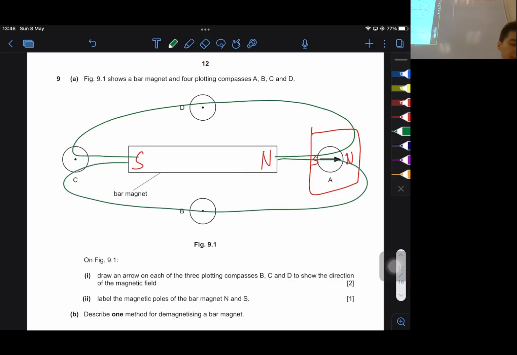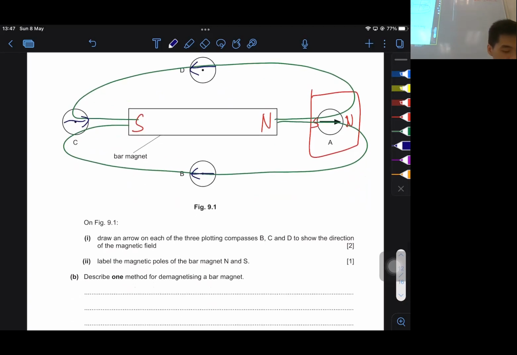Right. So from here, obviously, when you draw the direction, this one will follow the direction here, because the stronger magnetic field will always influence the weaker magnetic field. In this case here, the stronger magnetic field is from the bar magnet. The weaker magnetic field is from the compass itself, guys. So this is how you're supposed to do this kind of questions, and label it N and S.